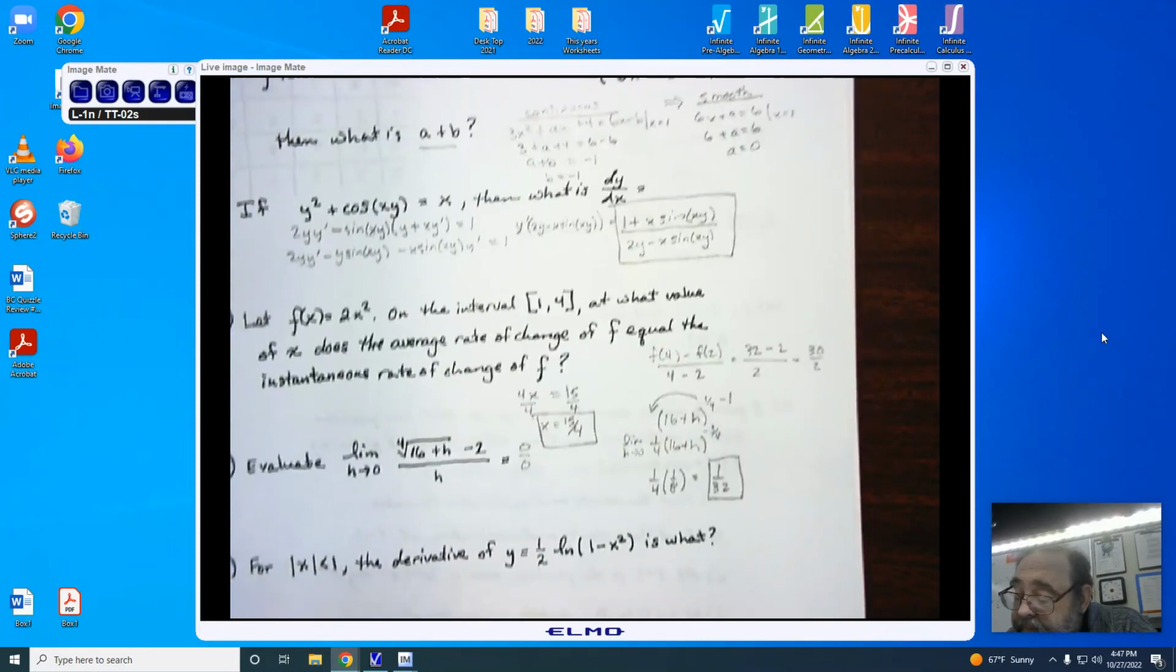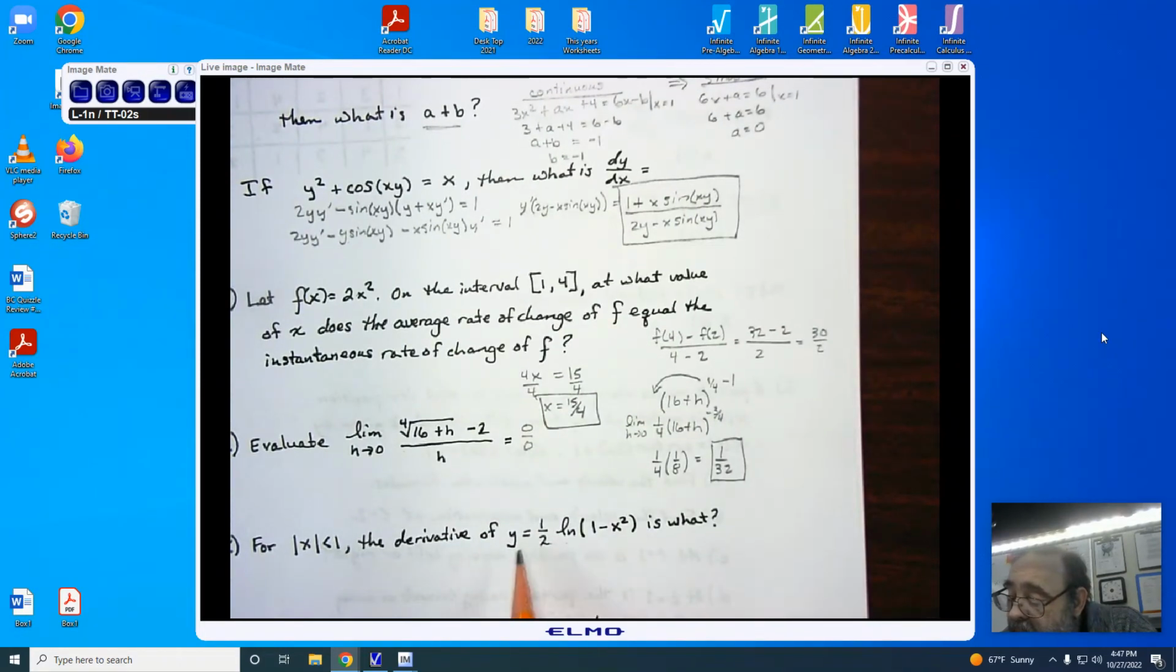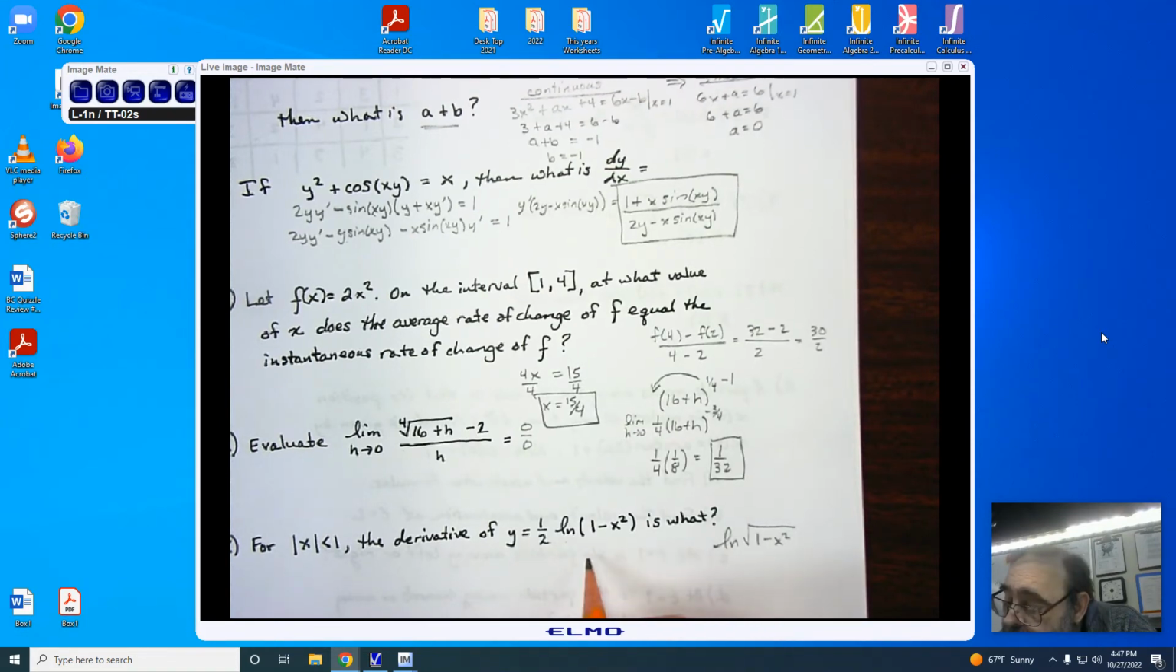Number 5. In this problem, what we need to do is take the derivative. Now, I'm hiding what we're working with. We're actually working with the natural log of the square root of 1 minus x squared. But written in exponential form, this is a lot easier, because we know that the natural log brings our 1 minus x squared to the denominator.